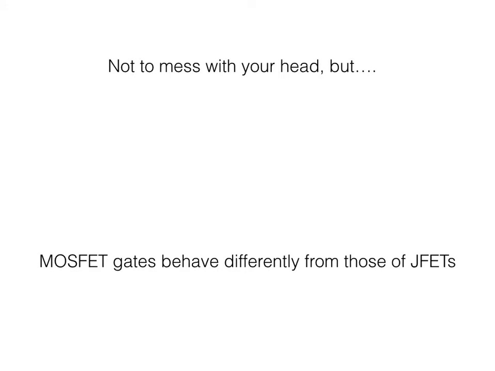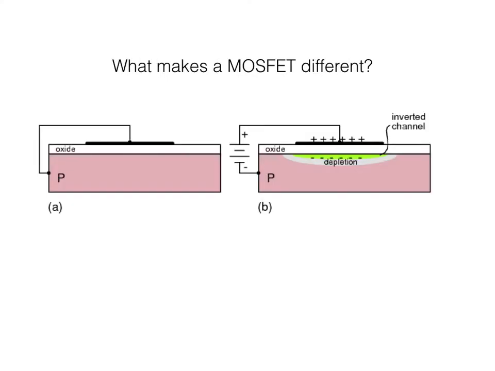So MOSFETs are interesting, and I hate to mess with your head after all of the clarifications with JFETs, but MOSFET gates behave differently from those of JFETs, and it's somewhat counterintuitive. And the reason for that is because of how MOSFETs work and how the operation of a MOSFET is actually different than a JFET fundamentally.